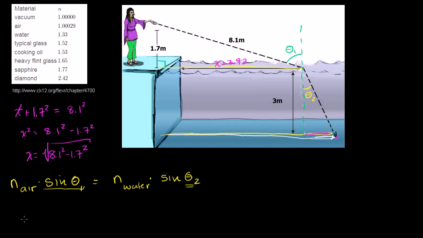So let's put in all of the values. Our index of refraction of air is 1.00029. So let me put that in there. So that's 1.00029 times the sine of theta. And you say, oh, well, how do we figure out sine of theta? We don't even know what that angle is. But remember, this is basic trigonometry. Remember SOH CAH TOA. Sine is opposite over hypotenuse.